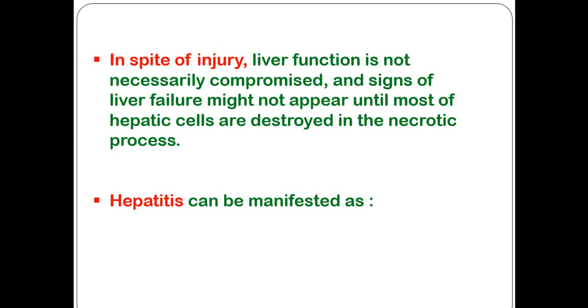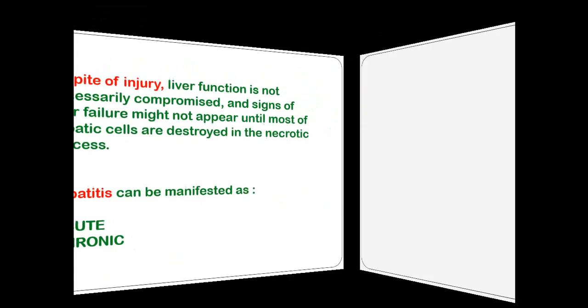Hepatitis can be manifested clinically, and this is another classification, into either acute or chronic. So hepatitis is classified into infectious and non-infectious, acute and chronic, and according to the area of the damage, into intrahepatic and posthepatic or cholestatic.